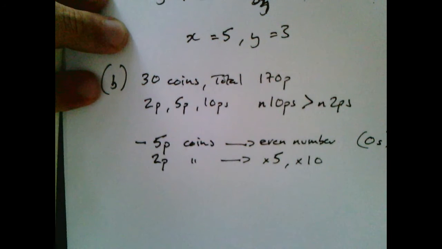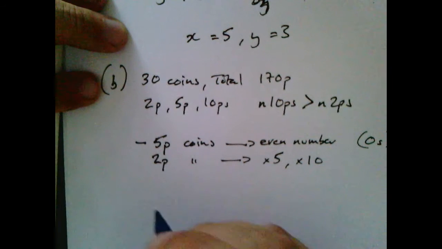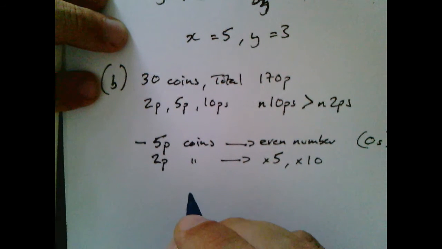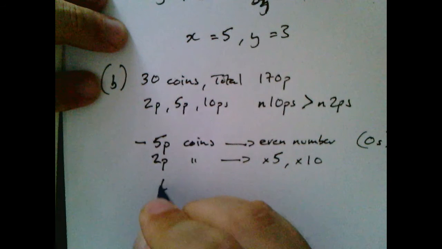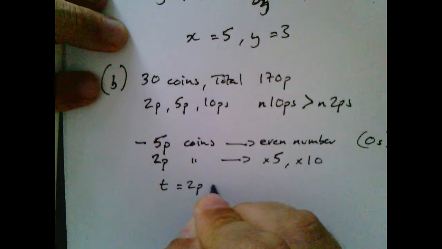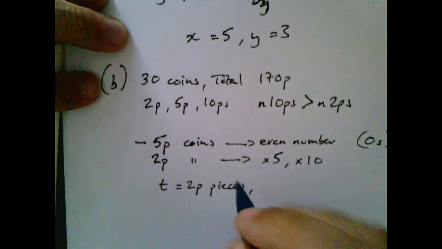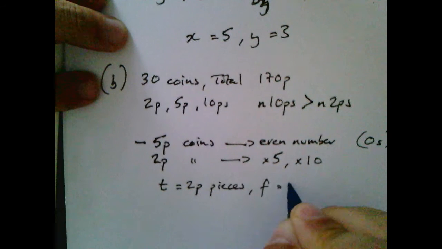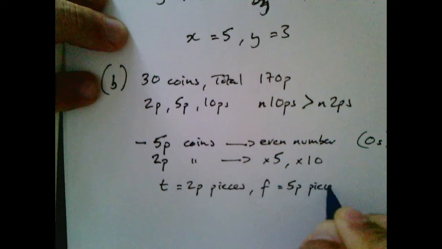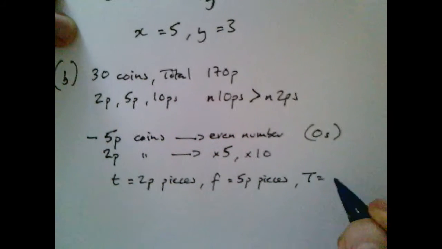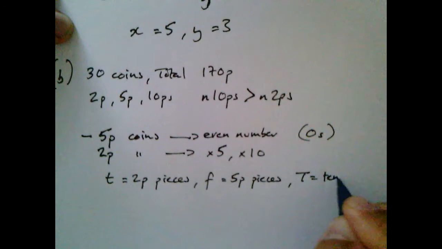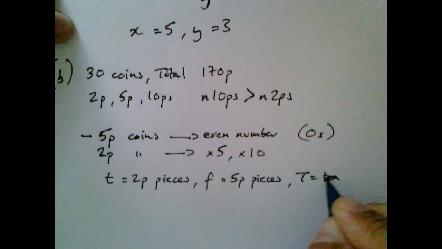Now we know that there are 30 coins, so the total 10p and 2p. Let's call it a little t and a capital T. So t equals 2p pieces, f equals 5p pieces, and T equals 10p pieces.